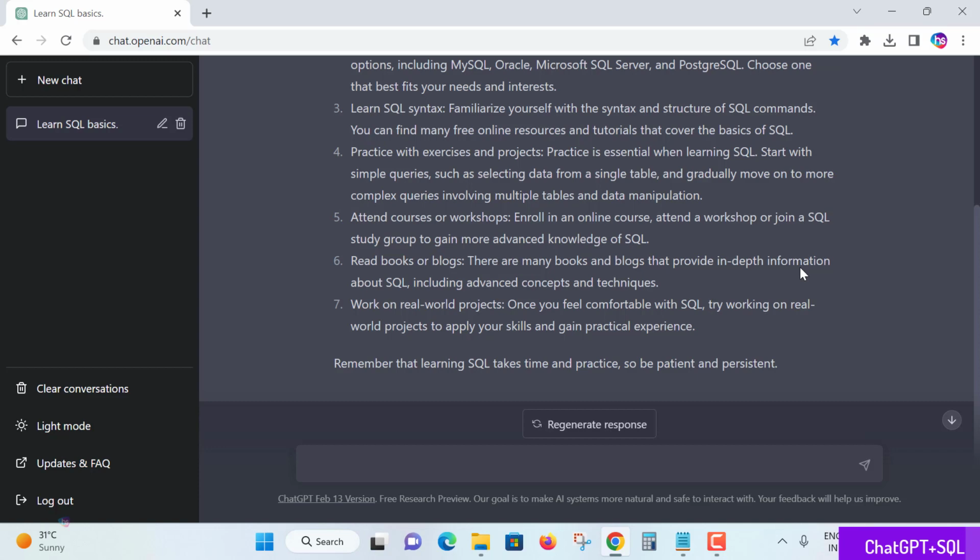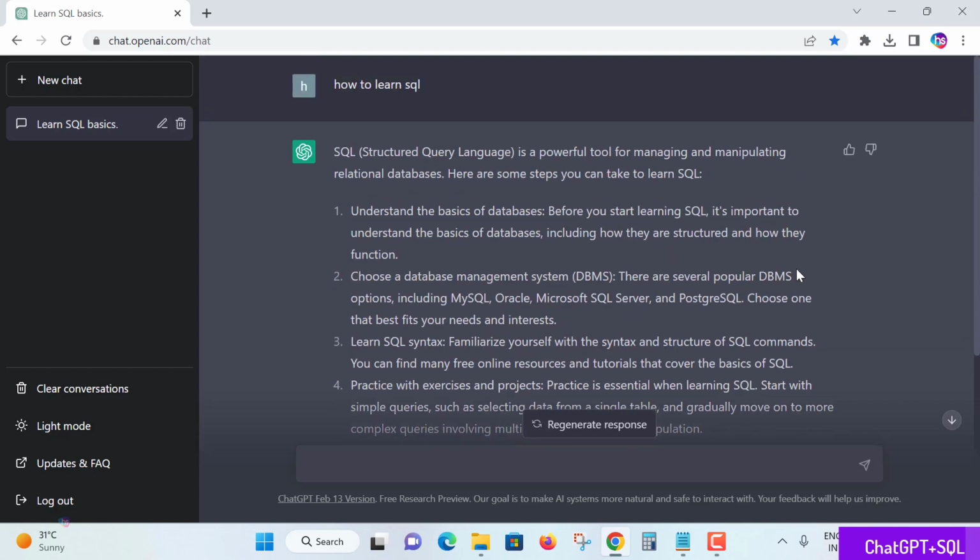Remember that learning SQL takes practice and patience, so keep on learning and practicing. Upgrading to future versions is also very essential for SQL, as for all software programs. So understand it that way and practice.